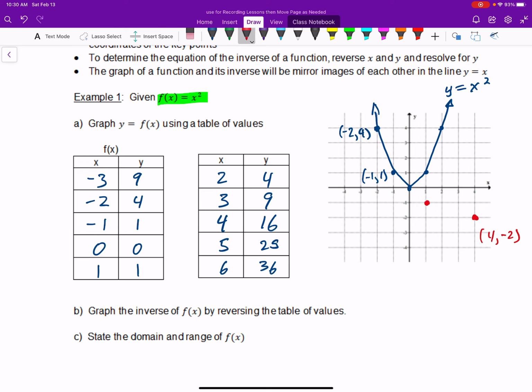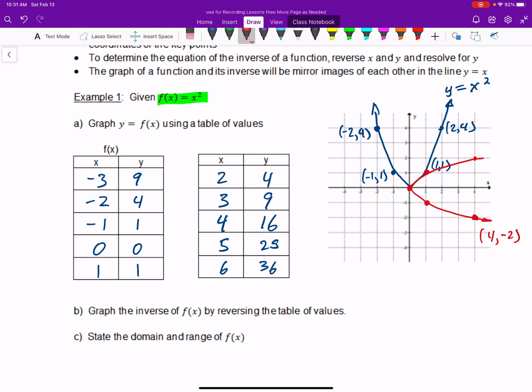And then 0, 0, when I switch them, I still have 0, 0. The point 1, 1, which would be this one here. When I switch x and y coordinates, I still have 1, 1. So that one doesn't go anywhere. And then the point 2, 4 becomes 4, 2. And I get this point over here, 4, 2. And so then I've got what looks like a sideways parabola.